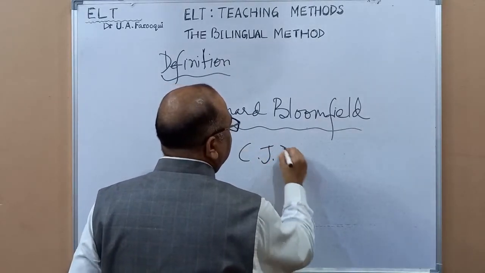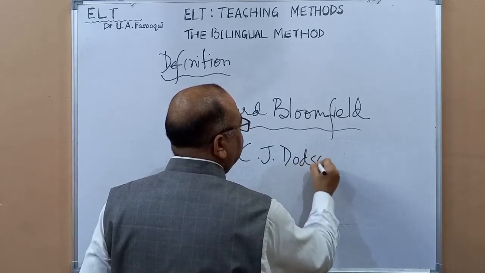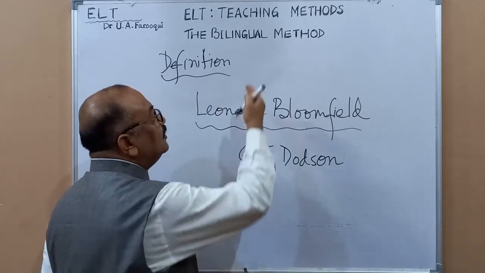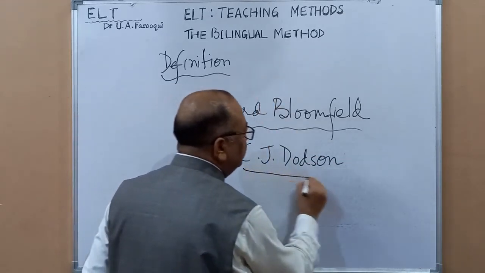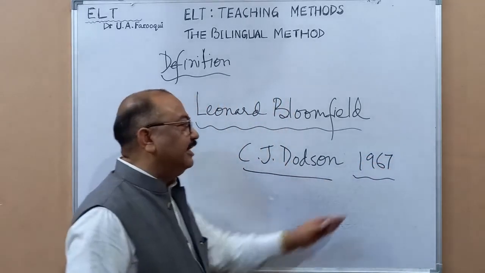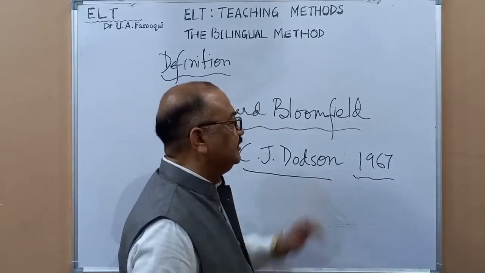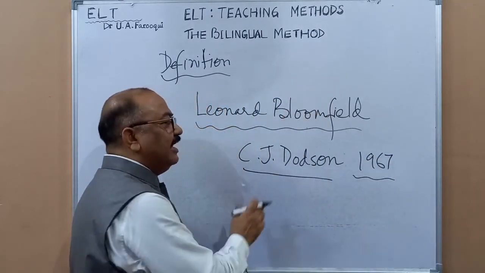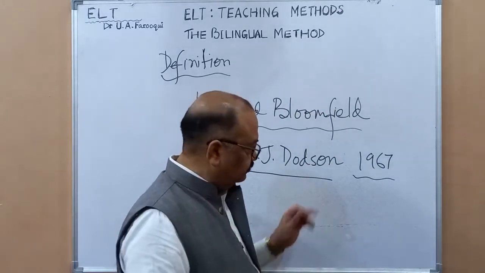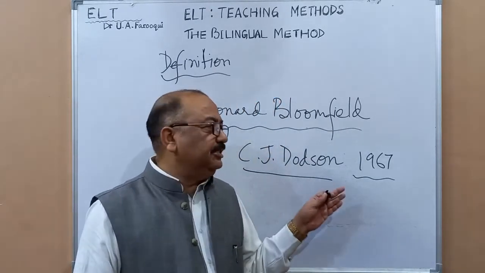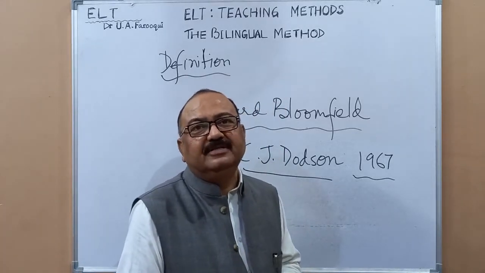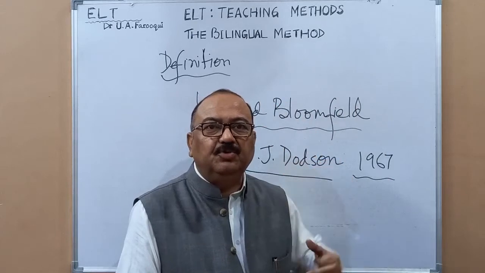Remember this. Who was the person to introduce to us this method, the method of teaching bilingually? It was C.J. Dodson, and he talked about bilingualism in 1967. Okay, late 1960s, you may say, and he hailed from Wales. This came as a reaction, you may say, as a counterpart of the audiolingual method, the method which we are going to take up after this.